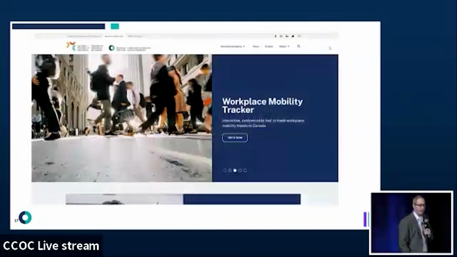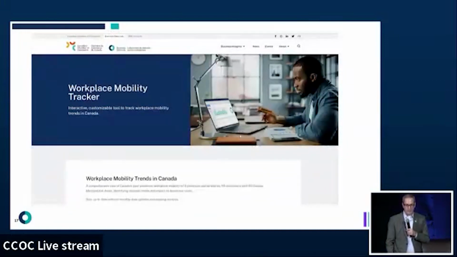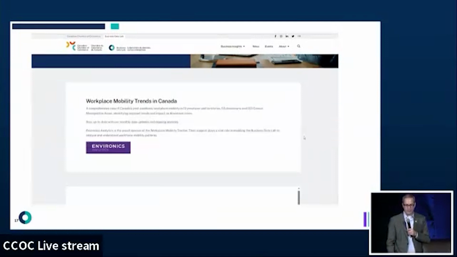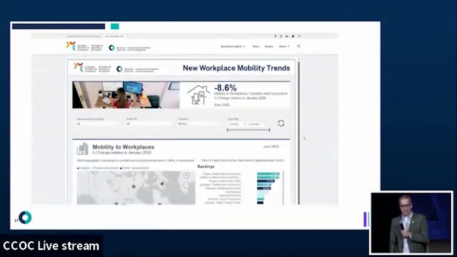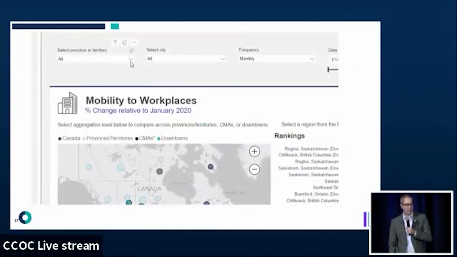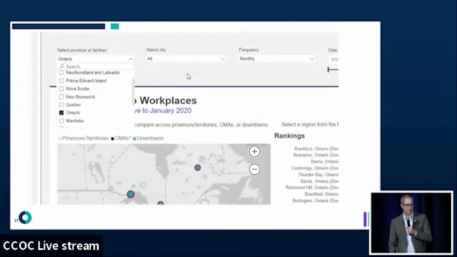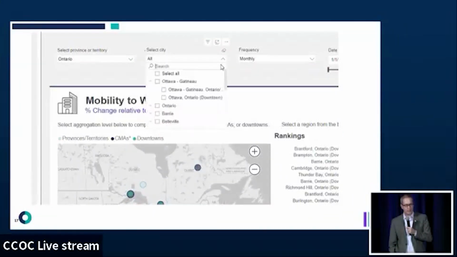Now, here we go. You're on the website. You want to try the Workplace Mobility Tracker, so you click on this, jump in, we scroll down. There's our data partners, Environics Analytics, which we're showing there. So when I did this presentation, we were in Toronto. So we were going to say, okay, which province am I in? I'm going to click Ontario. We're going to go to city, and then we're going to pick Toronto for the city.